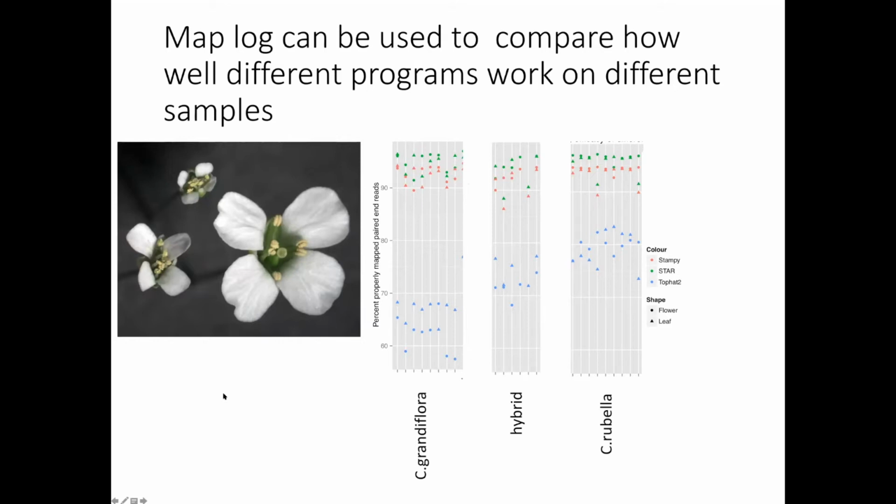Now, what can you do with this kind of information? Well, this is one example where I was using this information, when we were trying to determine which program to use for allele-specific expression analysis. We tested 3 different programs, STAMP, STAR, and TopHat, and you could see how many reads were properly paired to the genome. The thing that we were interested in was a hybrid between two wild-type species, Grandiflora and Rubella, and we had created a hybrid that was something in between.